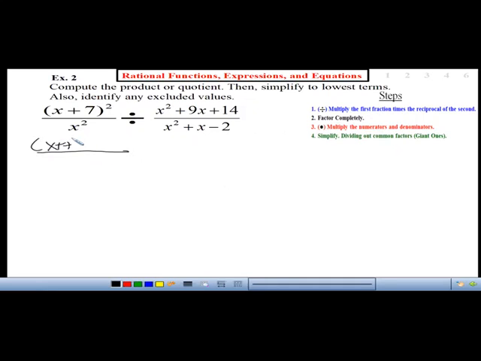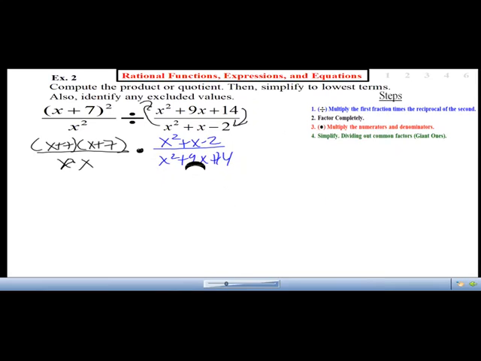x plus 7 times x plus 7, x times x, times the reciprocal was x squared plus x minus 2, x squared plus 9x plus 14. All right, let me just write the step. I don't want people to get confused on the video. So this is x plus 7 squared over x squared.